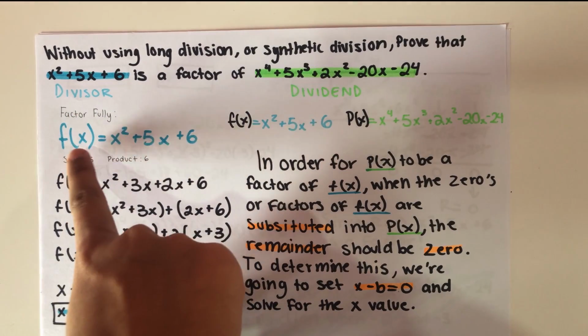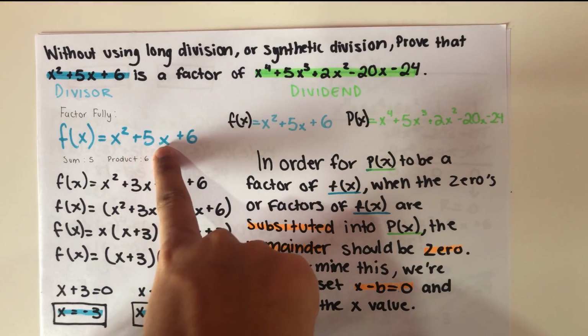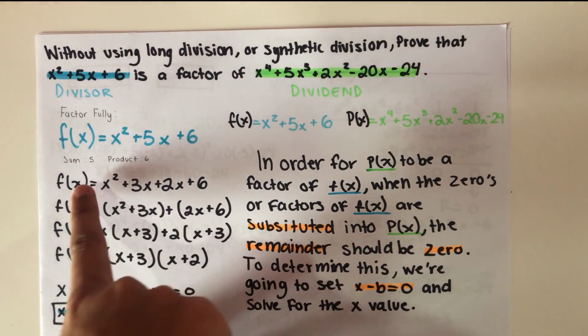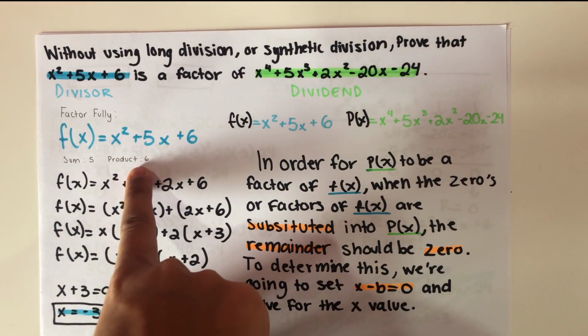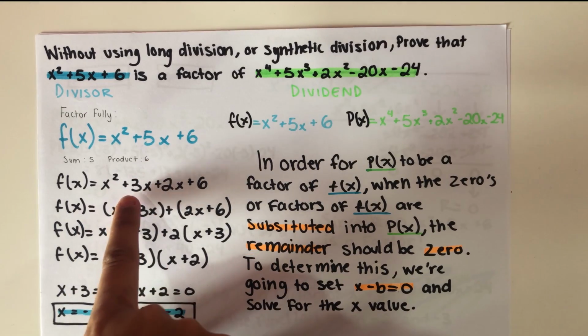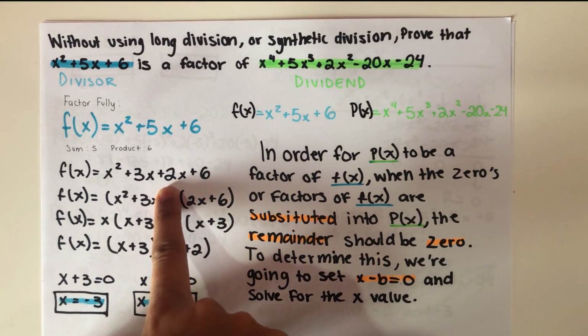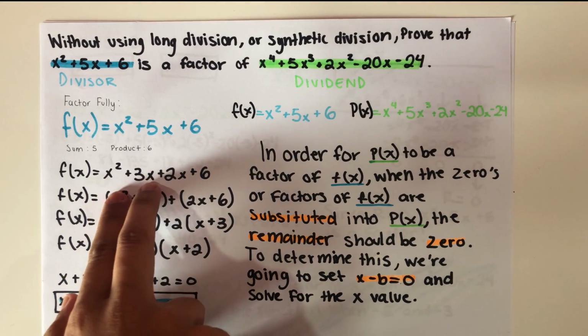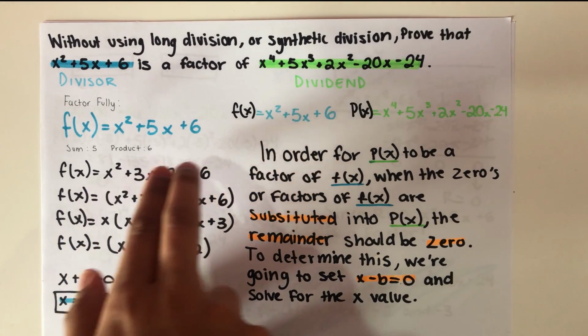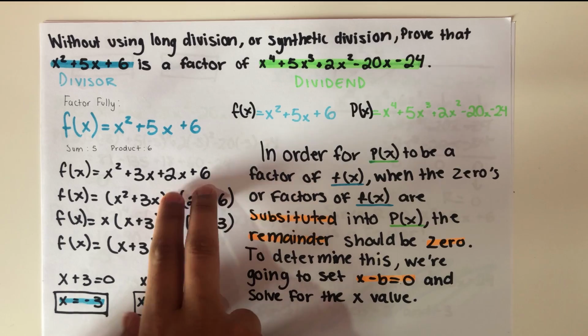So our divisor is f of x equals x squared plus 5x plus 6. Okay, so now we need a sum of 5 and we need a product of 6. And those two numbers are going to be 3 and 2. So we can sub that into our equation now. Now what we're going to do is group these together, the first two terms together and the last two terms together, and we're going to factor those.